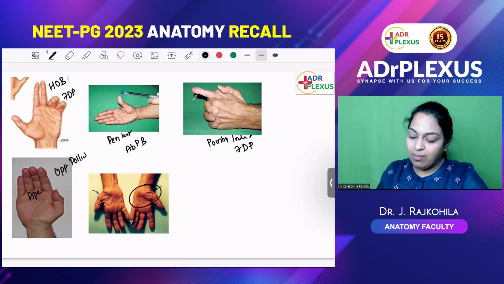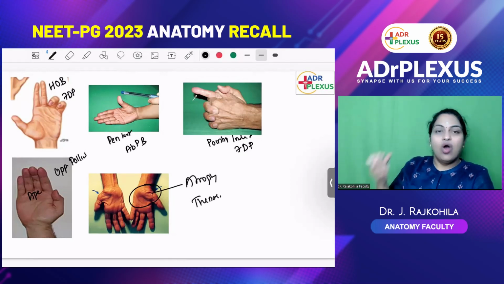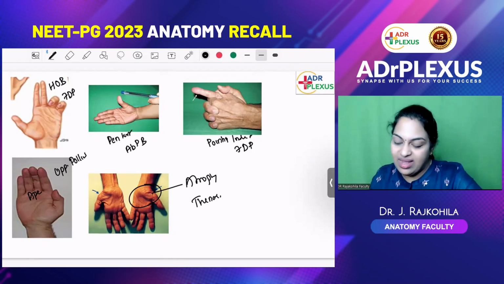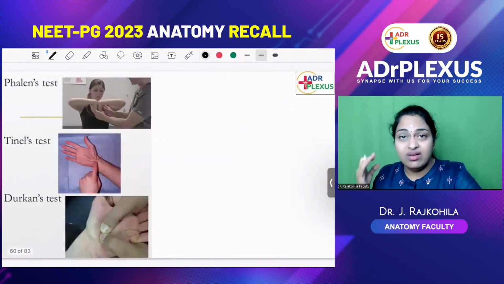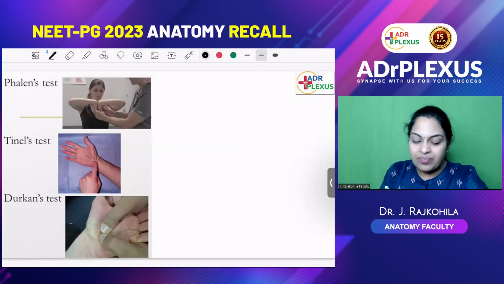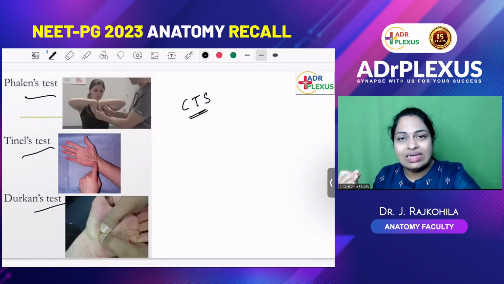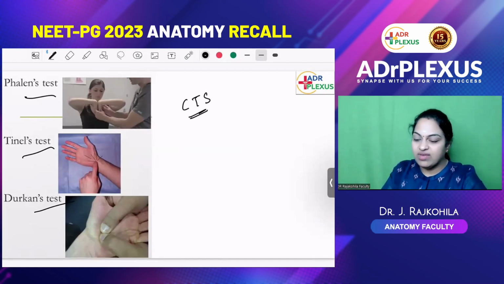You can see the atrophy of the thenar eminence because all the thenar muscles are supplied by the median nerve. We talked in detail about median nerve injury and the tests for signs of median nerve injury. And we also saw this, right? These are the tests which are diagnostic for median nerve compression and carpal tunnel syndrome. So when you perform these tests, what happens? You're compressing the median nerve within the carpal tunnel and the patient will experience paresthesia, numbness, tingling in the area of median nerve distribution. Very specific for carpal tunnel syndrome, median nerve compression.